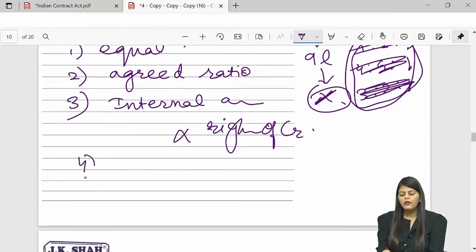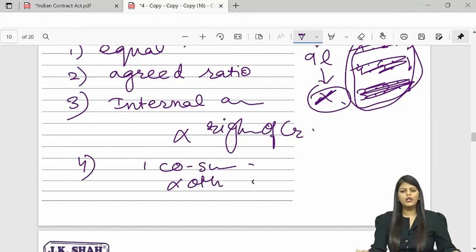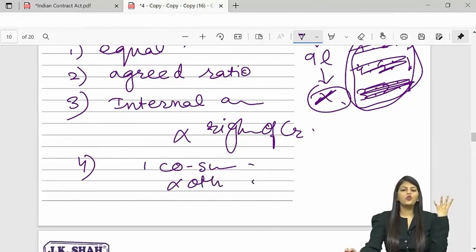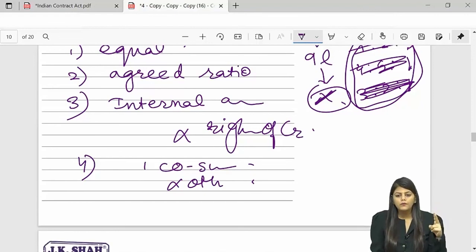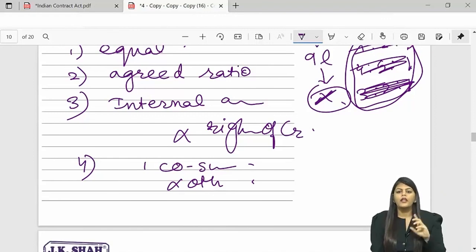And lastly, this we have already discussed: if one co-surety is discharged, other co-sureties are definitely not discharged. So for contribution of co-sureties, they can ask you a 4 marks question: nothing is given, equal, or whatever agreed ratio. Internally, if you keep changing, it will not matter. So it will not affect the rights of the creditor. And if one co-surety is discharged, other co-sureties are not discharged.